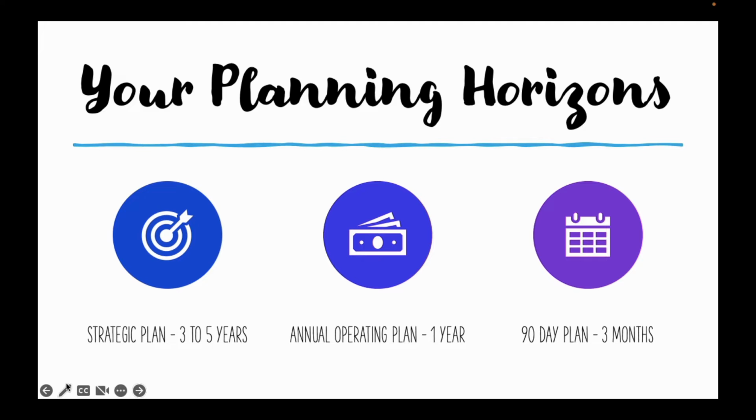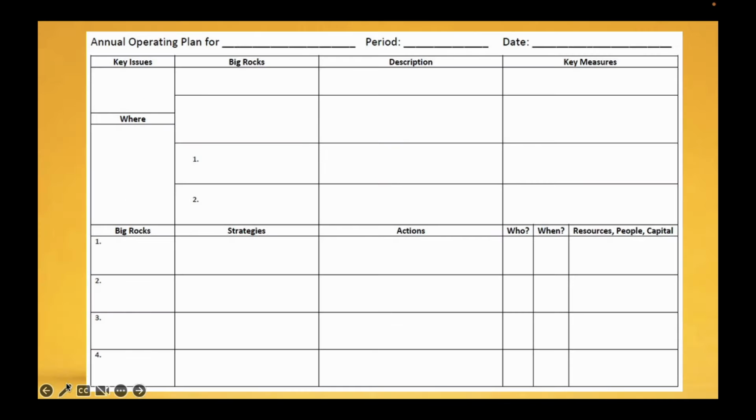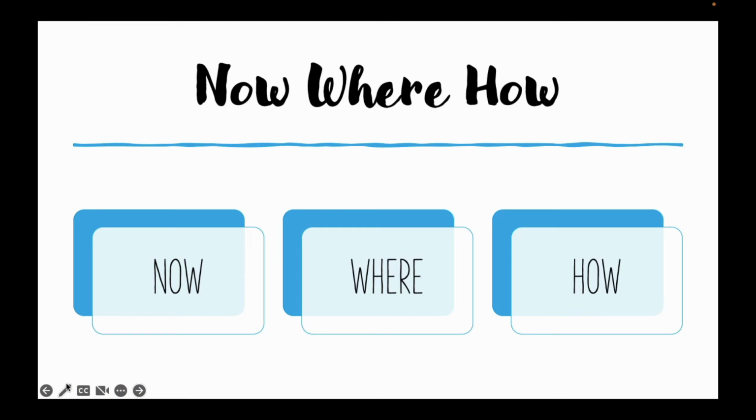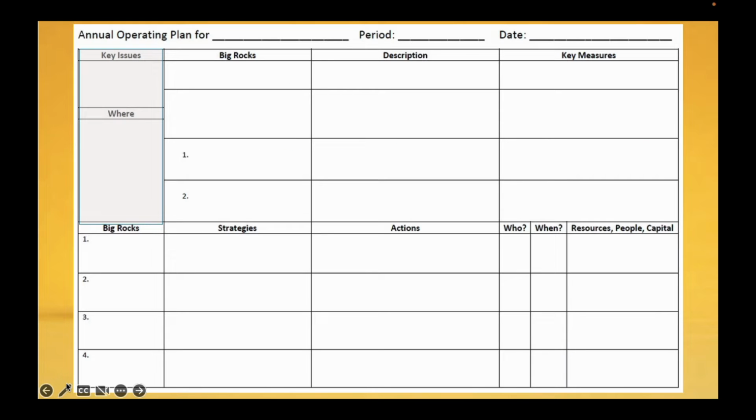All right, but today we're going to concentrate on the annual operating plan, and the annual operating plan looks a bit like this. So it's a simple template that is built around 3 key areas. Where are we now? Where do we want to be? And then how are we going to get there? Which is the basis of all good planning and problem-solving techniques. So the plan is laid out like this.